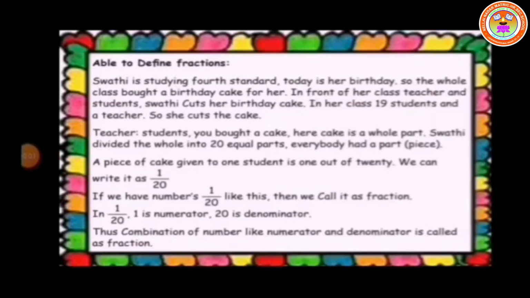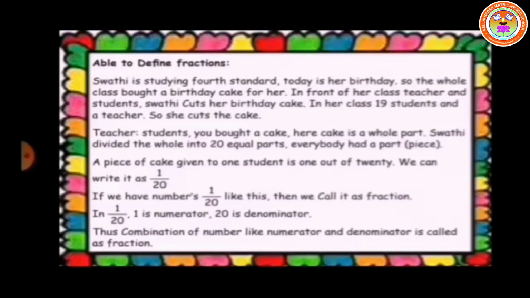Able to define fractions. Swati is studying 4th standard. Today is her birthday. So the whole class bought a birthday cake for her. In front of her class teacher and students, Swati cuts her birthday cake. In her class, 19 students and a teacher. So she cut the cake.